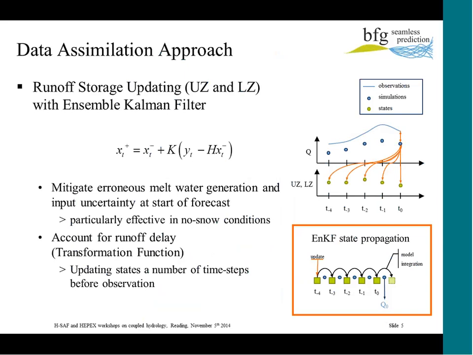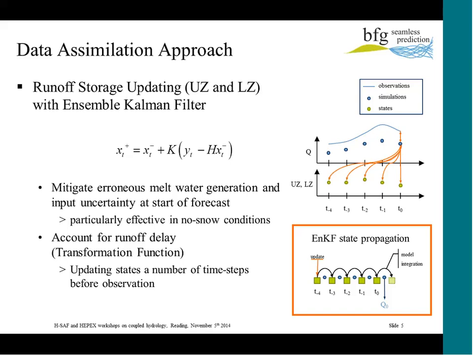And we do update the upper zone and lower zone storage to mitigate wrong meltwater generation by the model in winter or to account for input uncertainties at the start of forecasts. Also, as I told before, there is some transformation function active in the HBV model which redistributes an instantaneous runoff from these two storages over some time steps in the future.